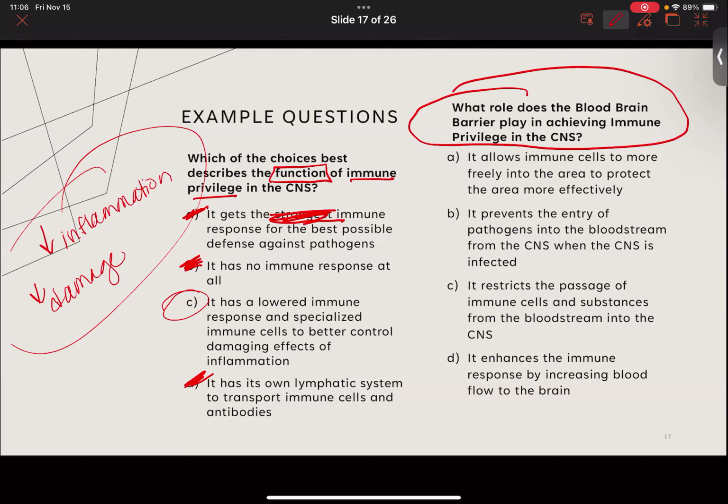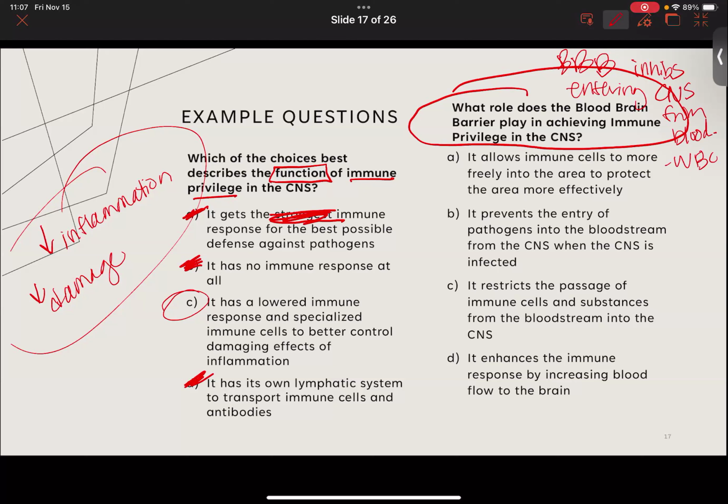What role does the blood-brain barrier play in achieving immune privilege? So before we go into our choices, what role does it play? The blood-brain barrier inhibits, or whatever, inhibits is fine, you know what it means, stuff from entering the CNS from the blood. This includes white blood cells and other things that are involved in the immune response. So that's my mini summary before I even look at my choices.